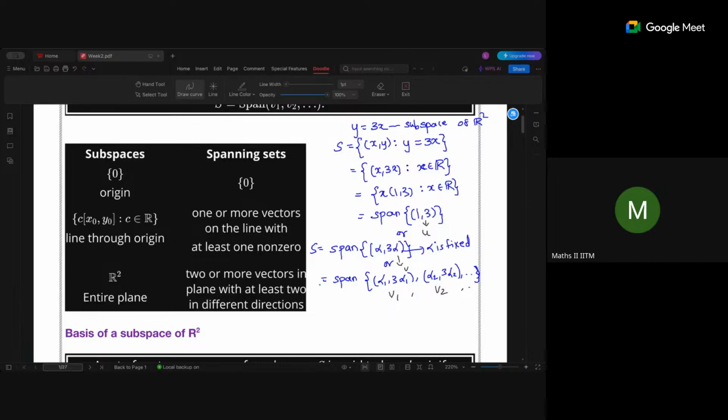Okay. So just a question here. Let's see whether you understood or not. Let's say there are two spanning sets for our subspace. Do they need to have the same number of vectors?